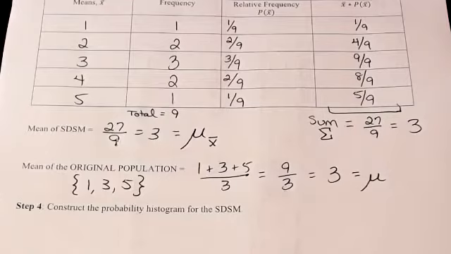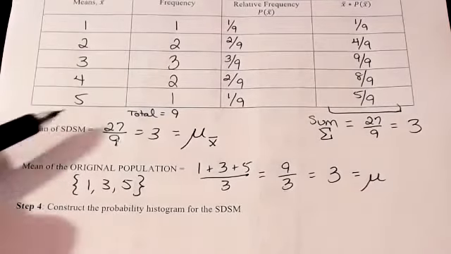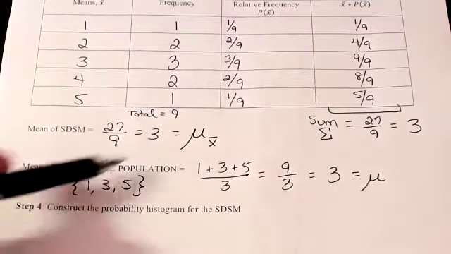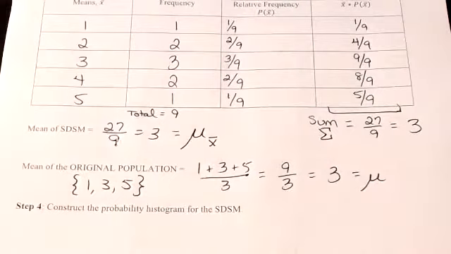Good. The last thing we have for this particular problem is to note a couple things. First, note that the mean for your sampling distribution of sample means is equivalent to the mean of the original population. That's an interesting feature. We can think about whether or not this is always going to be the case. We'll talk about that in a bit.